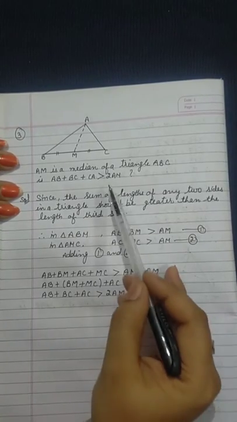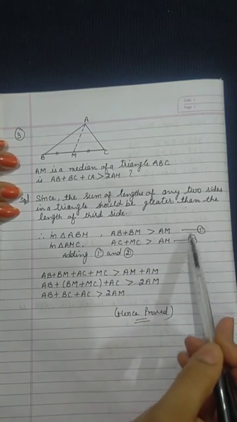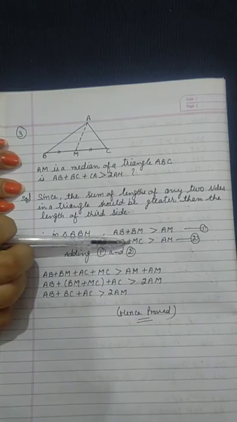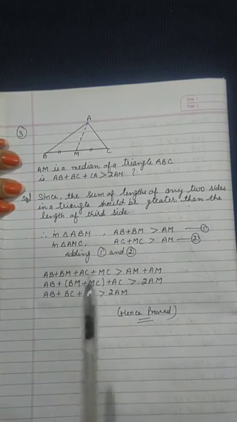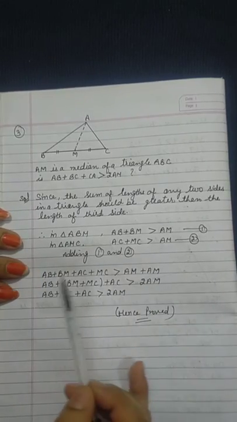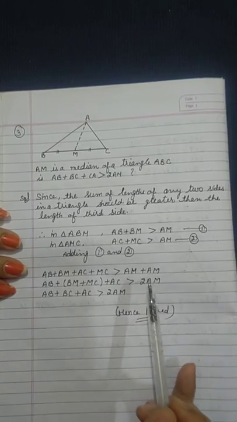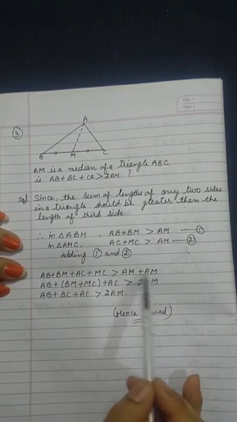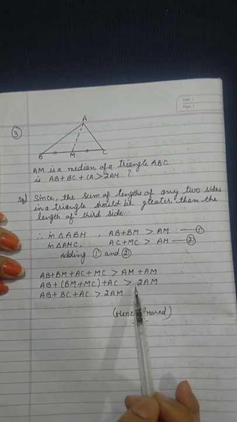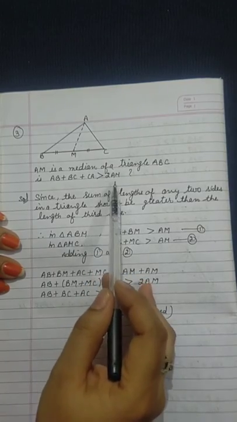Now you will see that here AM is 2 times. So what we will do here? I will add both 1 and 2. How will we add? We will add left hand side to left hand side and right hand side to right hand side. So it becomes AB plus BM plus AC plus MC is greater than AM plus AM. Now from the right hand side you can see that AM and AM, they are 2 times here, so it is 2AM. And this shows that we have prepared our right hand side.